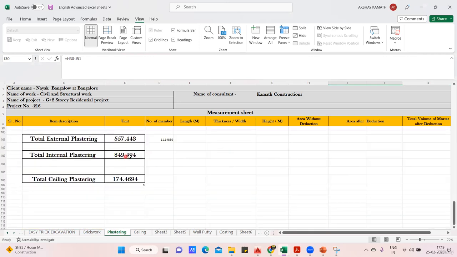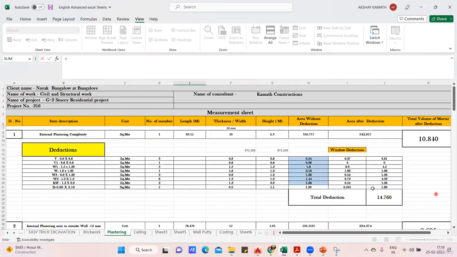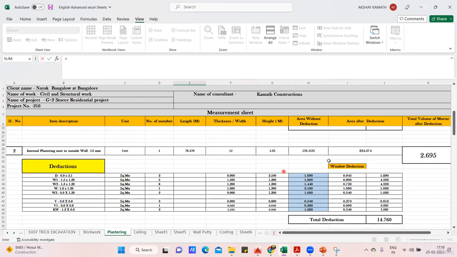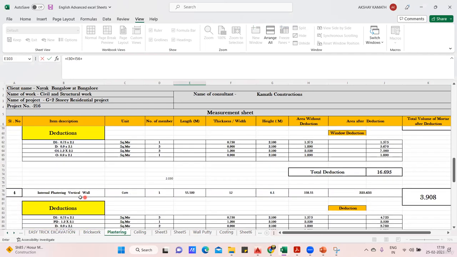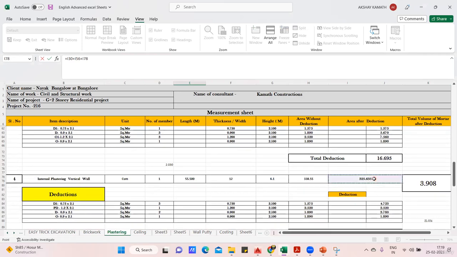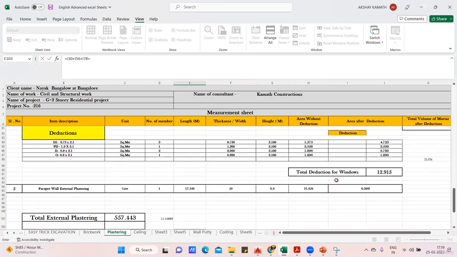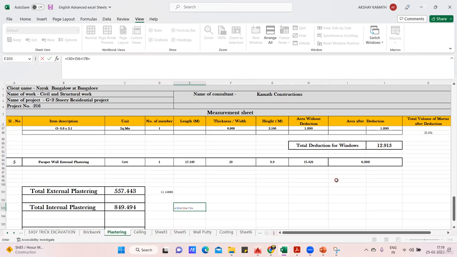Total internal plastering 849, I've already got. I'll do it in front of you. Plus, we'll start from here. This is 12 mm plastering. Area is 224 plus. Again, this is also internal plastering. This is also 12 mm. So 299 plus. This is internal plastering, vertical wall, 325 plus. Again, yeah, and that's it. Only three plastering quantities we have. If I add everything, how much does it come out to? 849 square meters of the inside plastering will happen. So it's a 12 mm plastering.